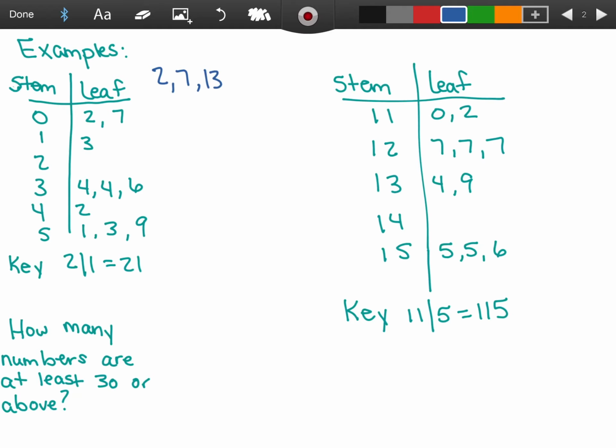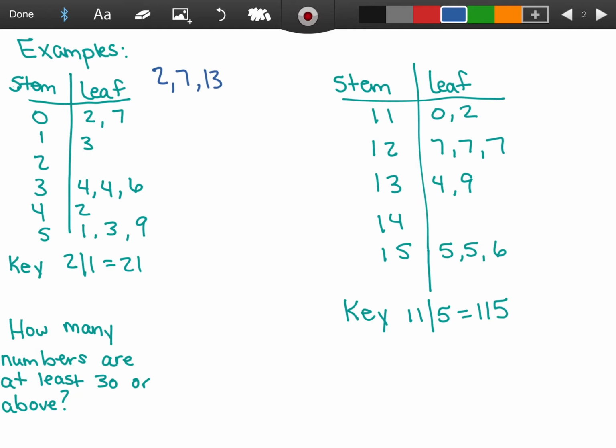Okay, they've got the stem 2, but nothing listed in the leaf. That's because you can't skip numbers in the stem. So if you start at 0 and go to 5, you have to list 0, 1, 2, 3, 4, and 5. But in this case, we didn't have any numbers with a 2 in the tens place. But we do have a stem of 3.